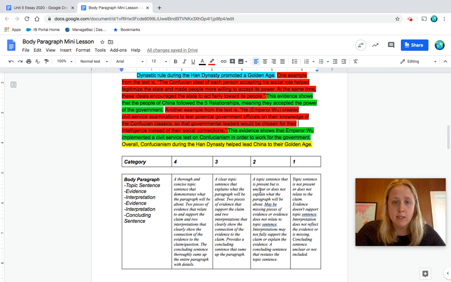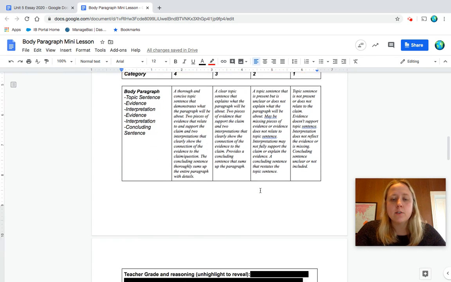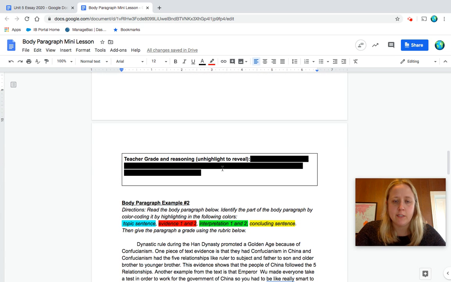So I need to take a minute, pause, and highlight which grade you would give this paragraph. So if we look now, underneath, you have a teacher grade and reasoning. You can unhighlight it to reveal.